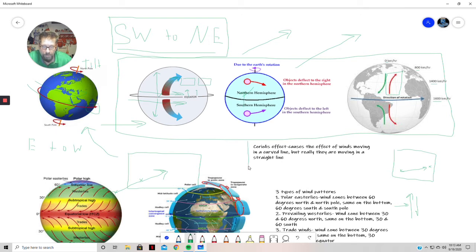But the Coriolis effect is simply the effect that makes the wind appear to move in a curved line. It's not really; it's really moving in a straight line, but the earth below it is spinning, and therefore that gives the illusion that it's moving in a diagonal line. The proof of that is simply in our weather patterns, where our rains come from. So that is the Coriolis effect. But again, it's super important that you remember this and understand this, so that if anybody ever asks you, that's what you tell them: southwest to northeast.